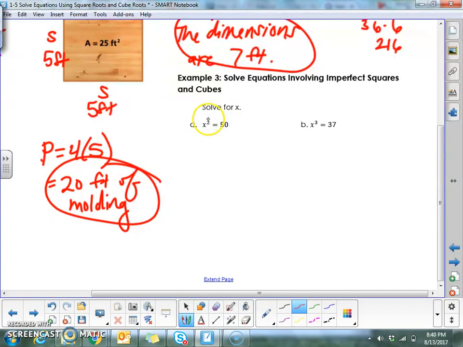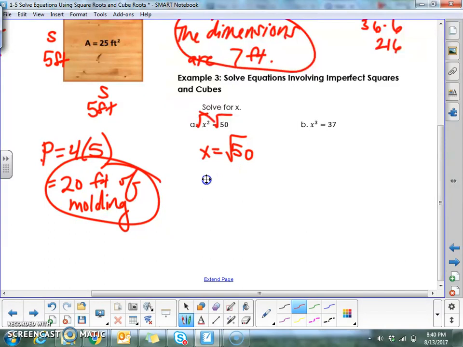So in order to get rid of this 2, or to undo it, I'm going to take the square root of both sides, and that's going to leave me with an x isolated on my left side of my equation. What you do to one side, you have to do the other side of your equation. So I'm going to end up with the square root of 50.